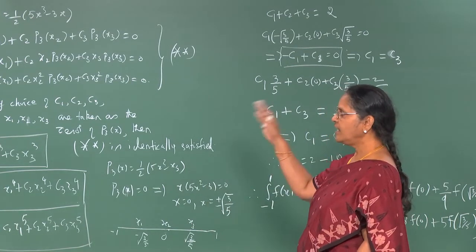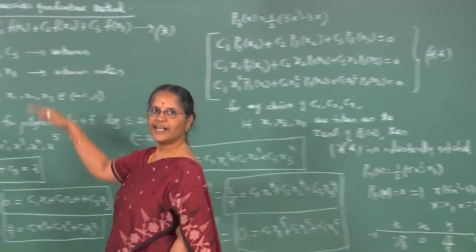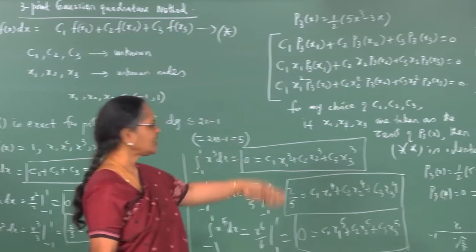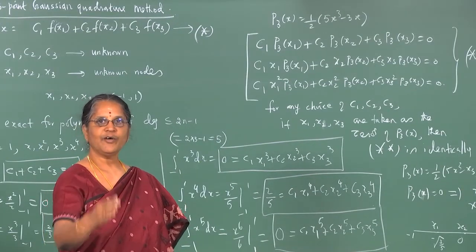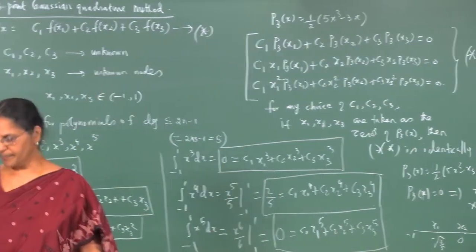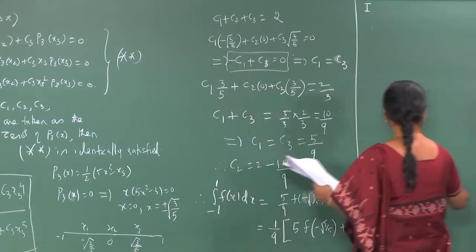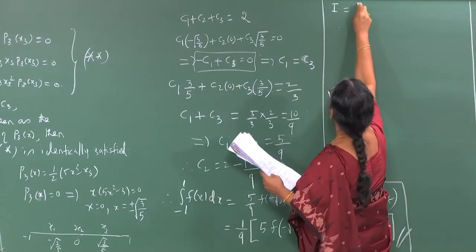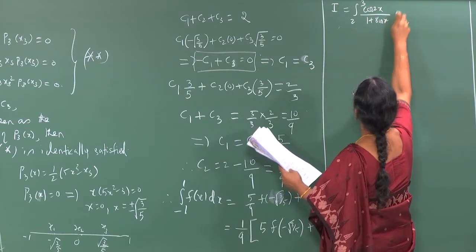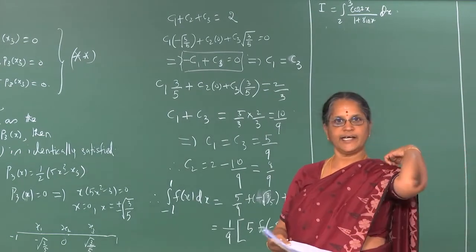So, one can go on and derive Gaussian quadrature methods for any value of n, and you know where the nodes should lie. You only have to solve for the constants C1, C2, C3, etc., Cn depending upon what you choose your n as. So, let us illustrate this by means of an example. Find the value of the integral, say I, which is integral 2 to 3 cos 2x by 1 plus sin x dx. So, obtain this using Gauss 3-point integration method.